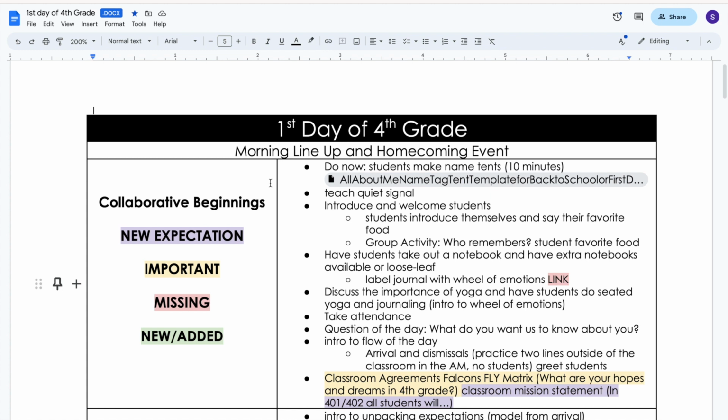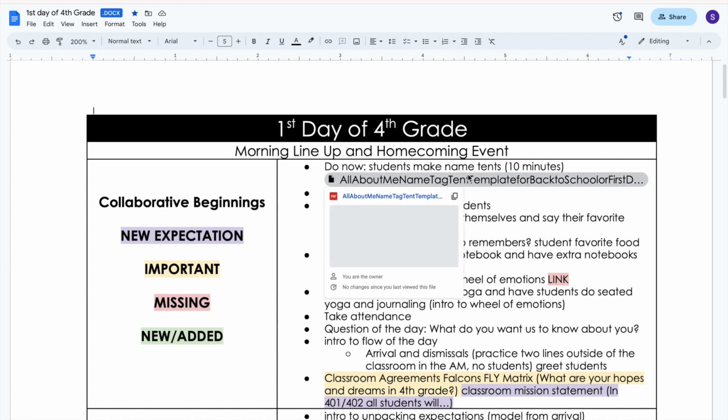This year, I want to be a little bit more strategic, so I'm having them create name tents because I want them to get used to the do now component, or the slow start of my mornings. So I'm going to give them 10 minutes to create an All About Me tent.